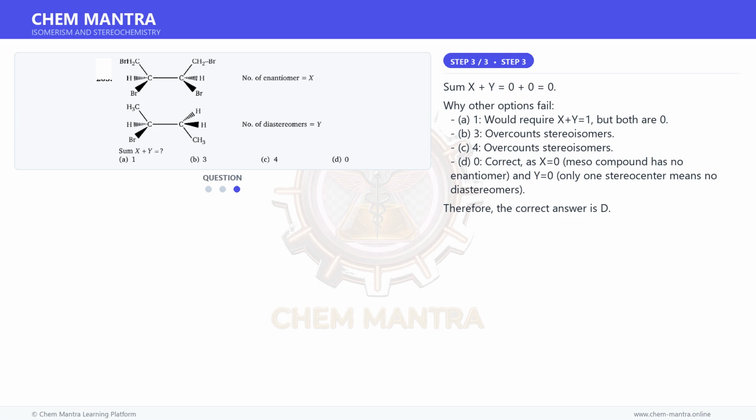Why other options fail? A. 1 would require X plus Y equal to 1, but both are 0. B. 3 overcounts stereoisomers. C. 4 overcounts stereoisomers. D. 0, correct, as X is equal to 0, a meso compound has no enantiomer, and Y is equal to 0, only one stereocenter means no diastereomers.